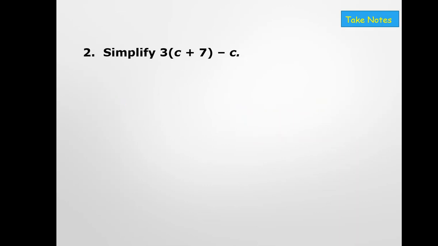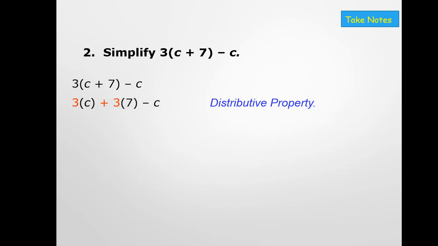Okay, simplify. 3 times the quantity in parentheses, c plus 7, and then from the whole thing we're going to subtract c. Notice that there's a variable in here. We can't combine this term here with anything while it's stuck inside those parentheses. So, first thing we have to do is distribute. Here's our original expression. And then we're going to take 3 and multiply it by c, and then 3 times 7. See right there, 3 times 7. We know what that is. 3c plus 21 minus c.